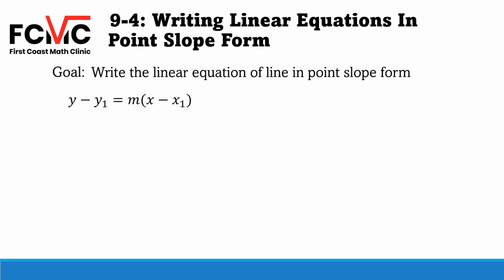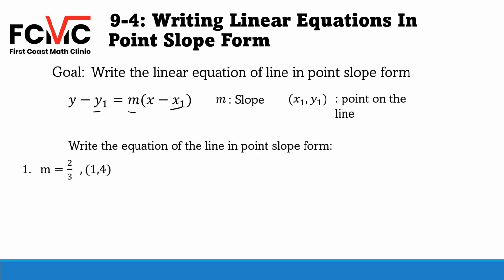So when we're talking about point-slope form, our point-slope form is y minus y sub 1 equals m times x minus x sub 1. So we're given m, the slope, and we're given x1, y1, which is basically just a point on our line. So let's go through a couple of examples where we write our equation of a line in point-slope form. So we've got our point, x1, y1, and we've got our slope m. So for number 1, we've got our slope m is 2/3, and our point is 1, 4.